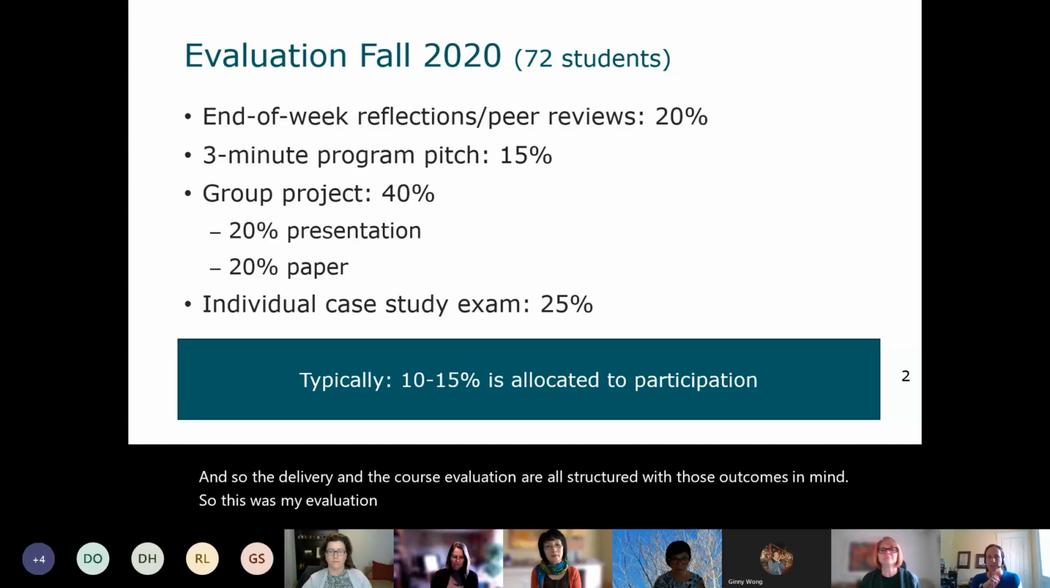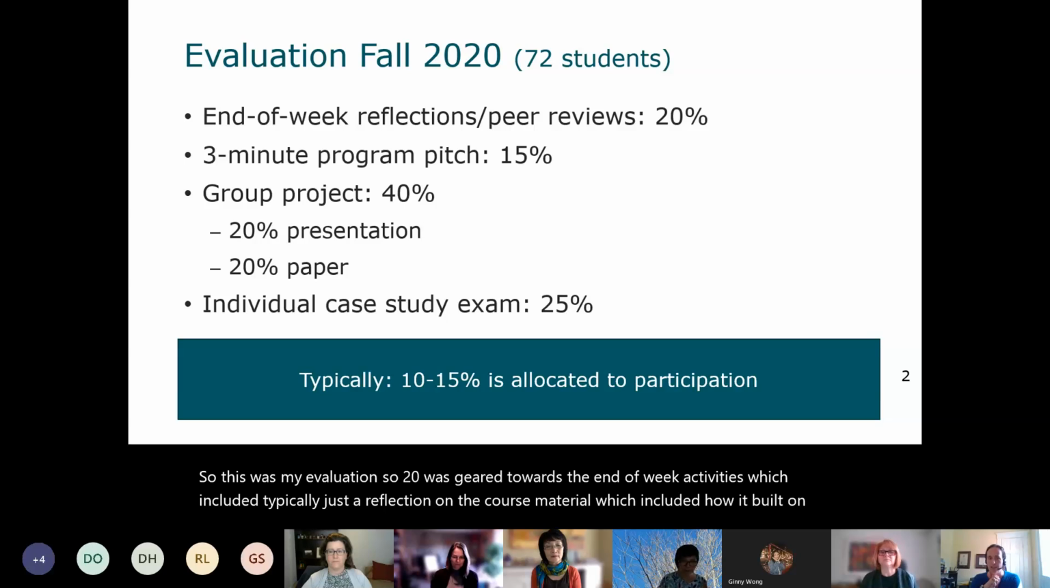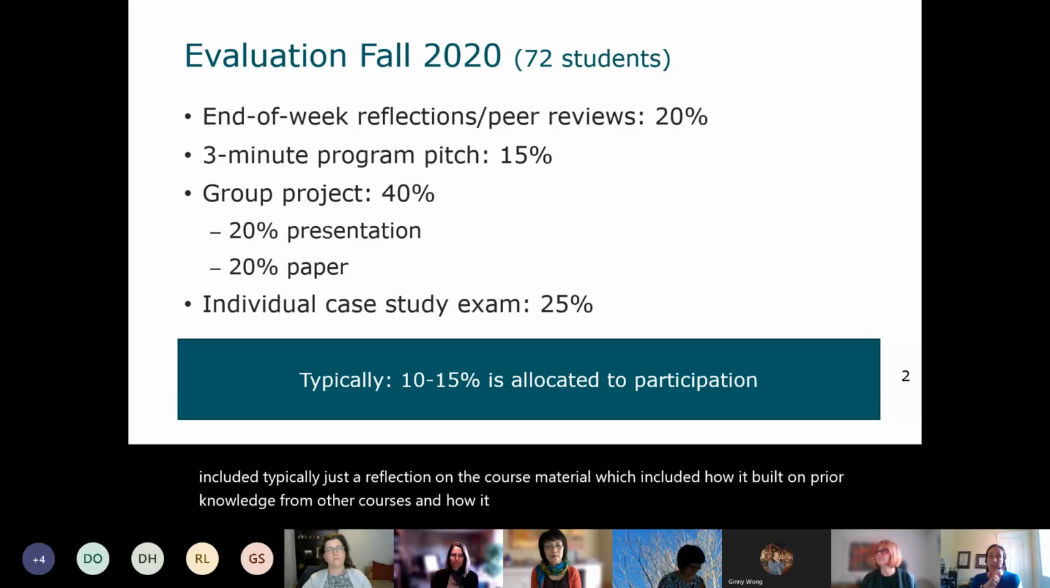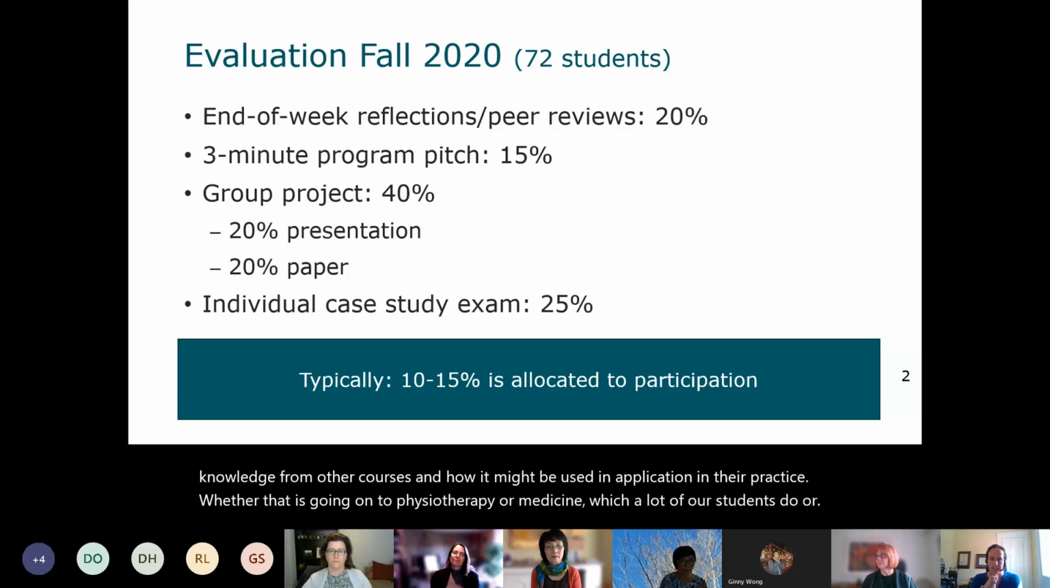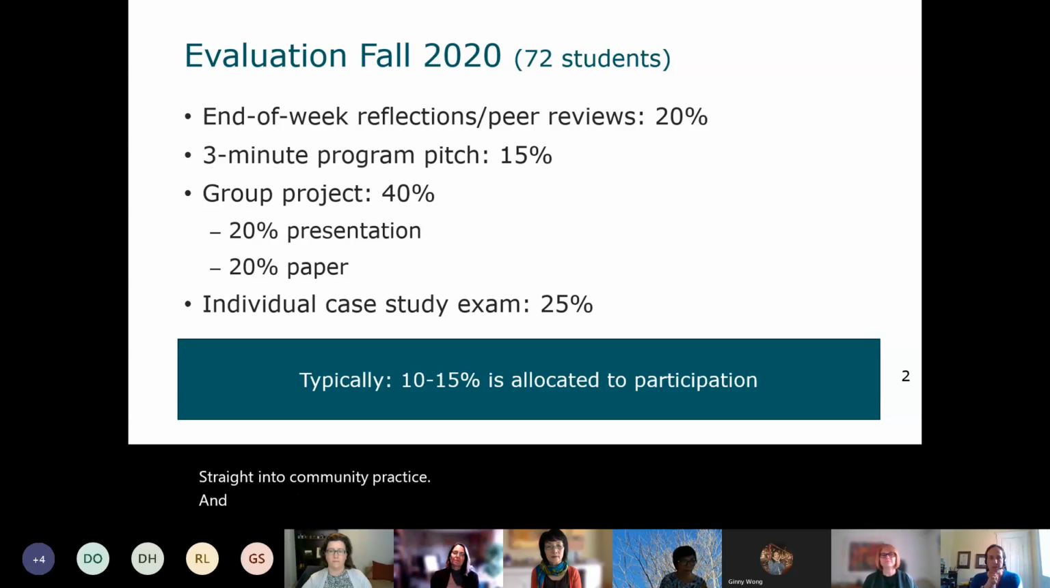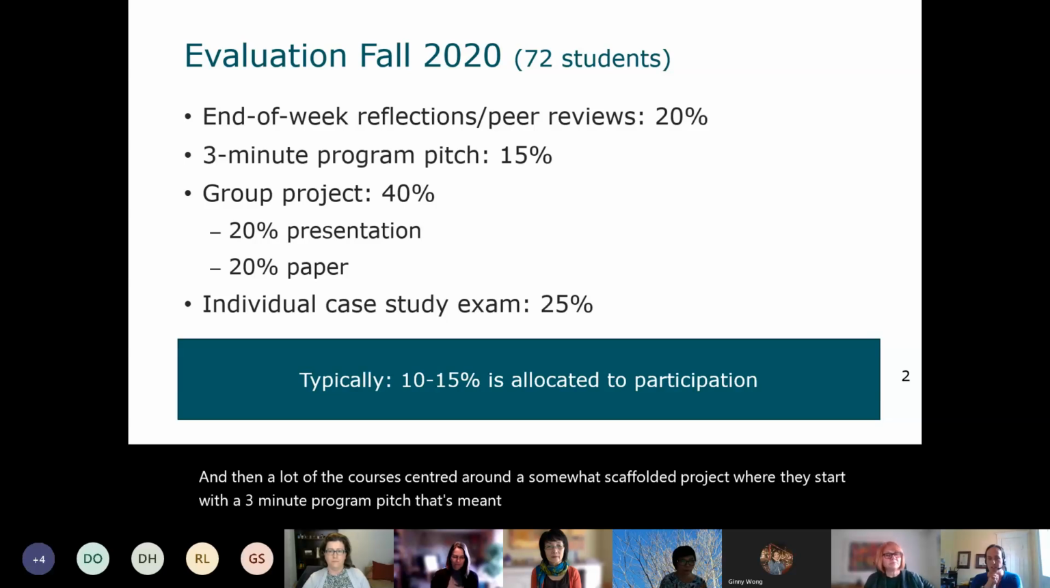So 20% was geared towards the end of week activities, which included typically just a reflection on the course material, which included how it built on prior knowledge from other courses and how it might be used in application in their practice, whether that is going on to physiotherapy or medicine, which a lot of our students do, or straight into community practice. And then a lot of the course is centered around a somewhat scaffolded project where they start with a 3-minute program pitch that's meant to overcome barriers to physical activity amongst a certain group of older adults.